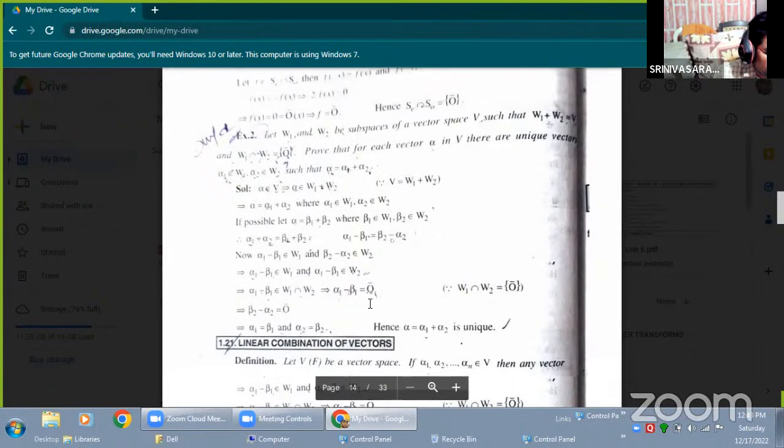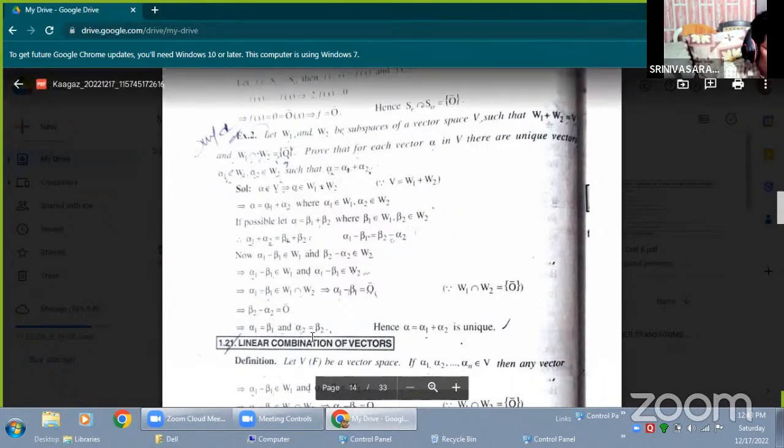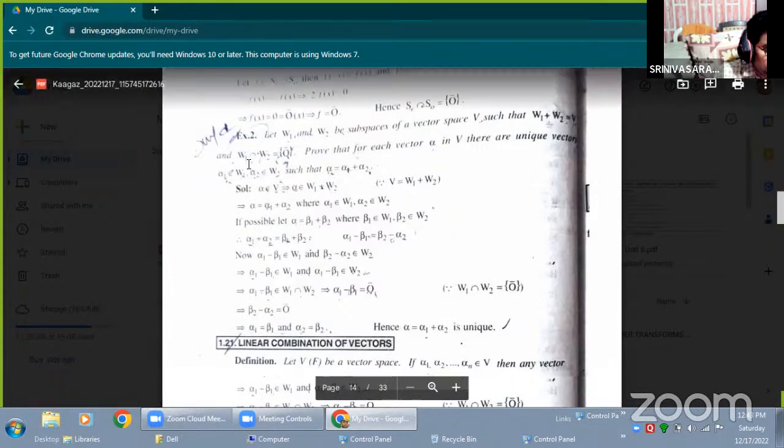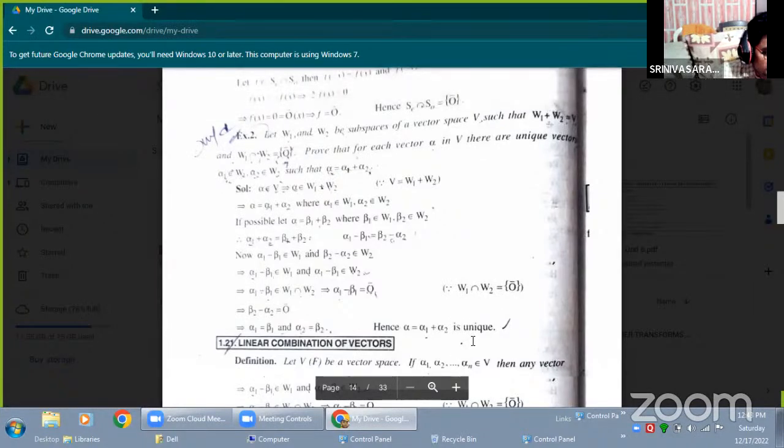When alpha 1 minus beta 1 equals the zero vector, alpha 1 equals beta 1. This element is also equal to beta 2 minus alpha 2, which is also the zero vector. We get the result alpha 2 equals beta 2. That is the uniqueness: when alpha 1 plus alpha 2 equals beta 1 plus beta 2, finally we get alpha 1 equals beta 1 and alpha 2 equals beta 2. Therefore, the linear combination under these conditions is unique.